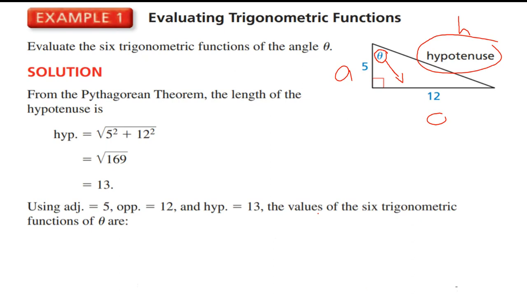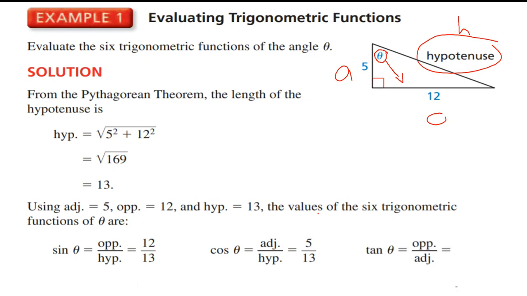Now the values of the 6 trigonometric functions of theta are, okay, let's start with sine. Sine theta is opposite over hypotenuse, or the ratio of your opposite and your hypotenuse. So opposite is 12, hypotenuse is 13. So that's 12 over 13. So that's the first trigonometric function. Second is cosine. Cosine is adjacent over hypotenuse. So adjacent is 5 and your hypotenuse is 13. So your cosine theta will be 5 over 13.